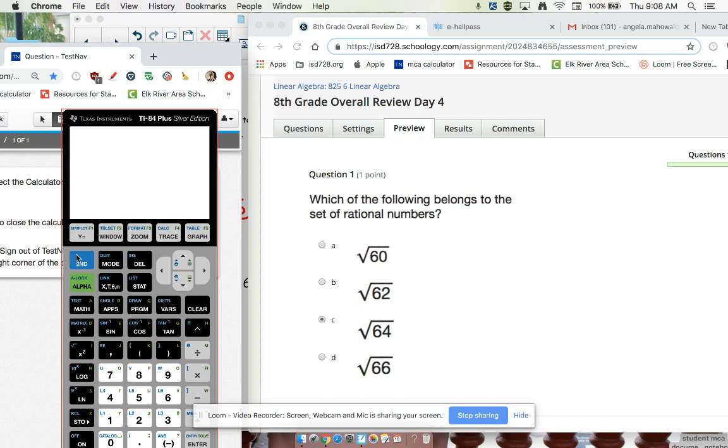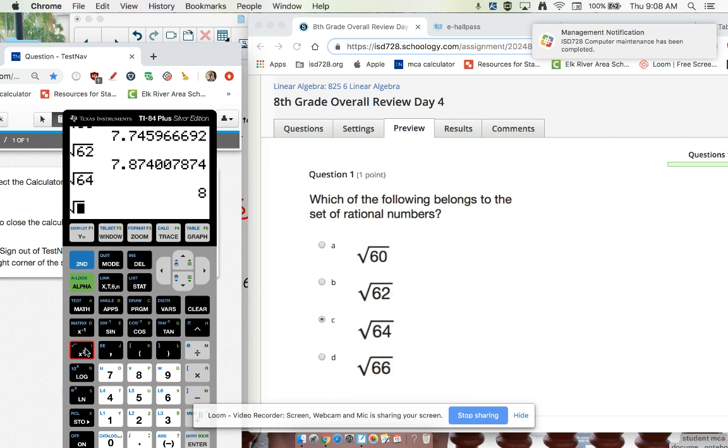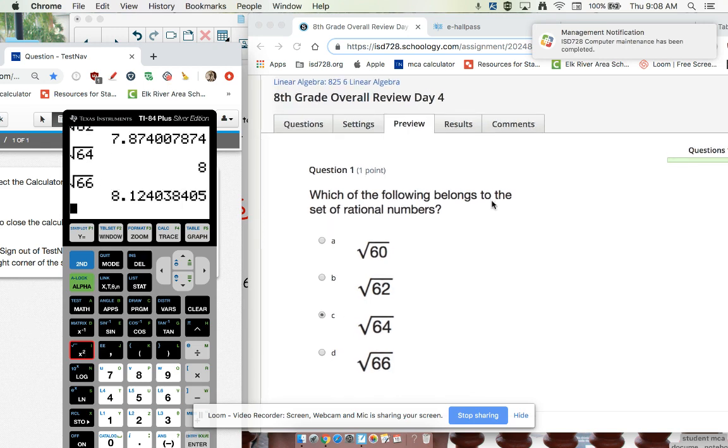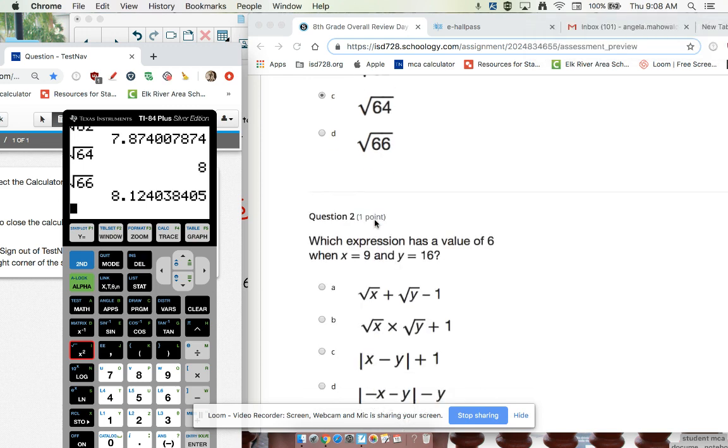So the square root of 60, when I type that in, that is not a perfect square root, so that's not rational. That would be irrational. The square root of 62 is, again, not a perfect square root. Square root of 64 is that perfect 8. And the square root of 66 is not a perfect square. So the only rational number is 64.